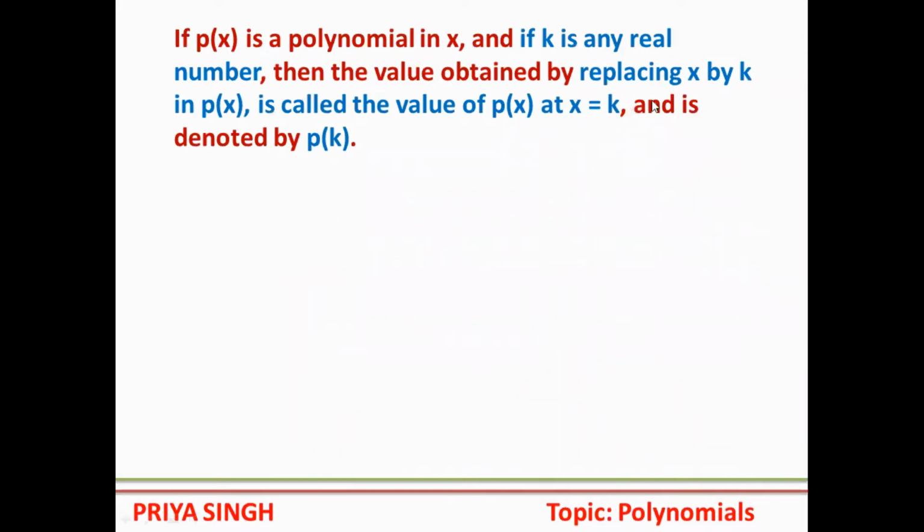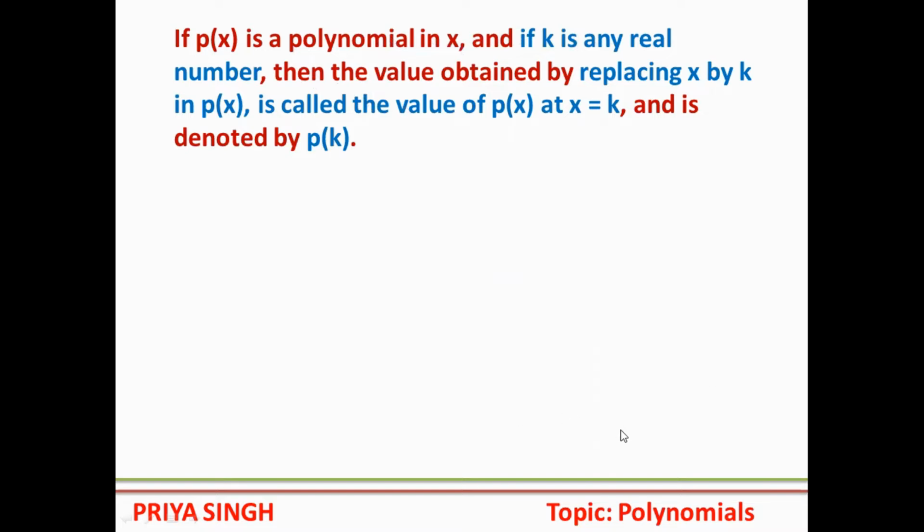You can see some text is written over here. Now what is this text? Let me read it for you. If p of x is a polynomial in x and if k is any real number, then the value obtained by replacing x by k in p of x is called the value of p of x at x is equal to k and is denoted by p of k.